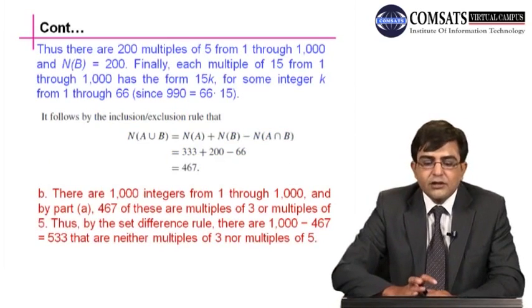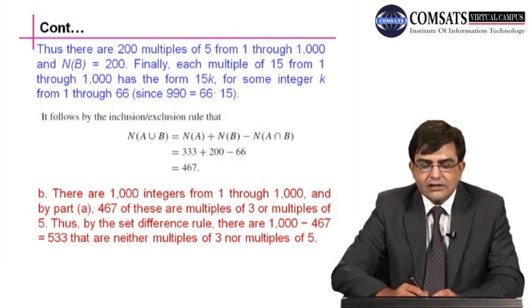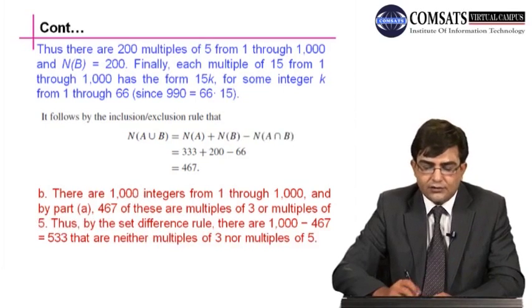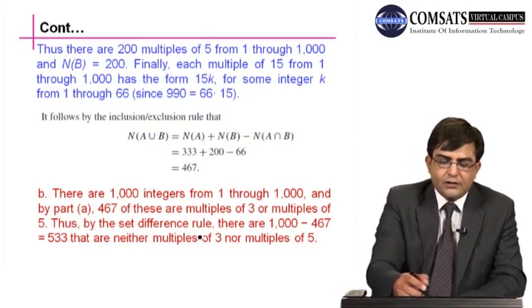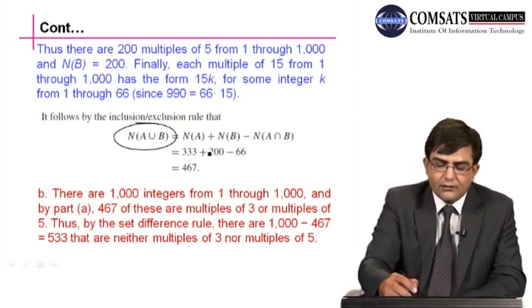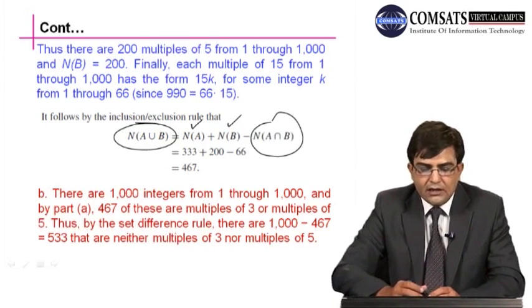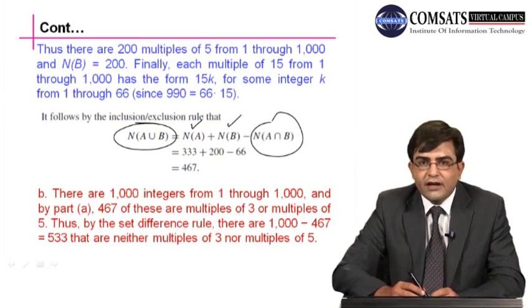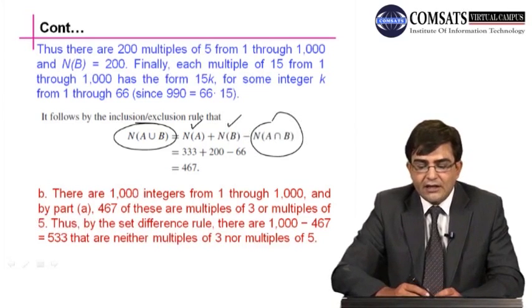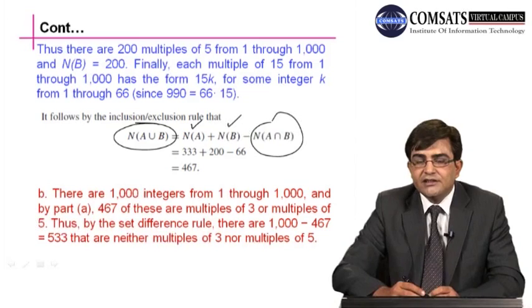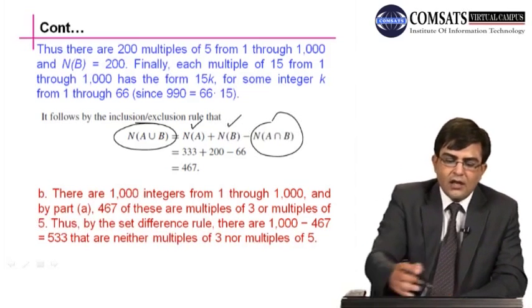Thus there are 200 multiples of 5 and 333 multiples of 3 from 1 through 1000. We have calculated these. Now we have to calculate the integers which are multiples of both 5 and 3. We calculate the LCM of 5 and 3, which is 15, and now we shall calculate the integers which are multiples of 15.